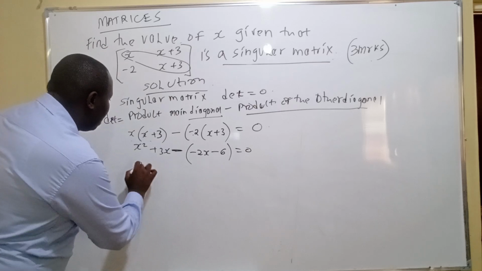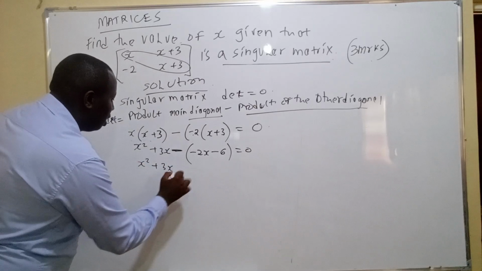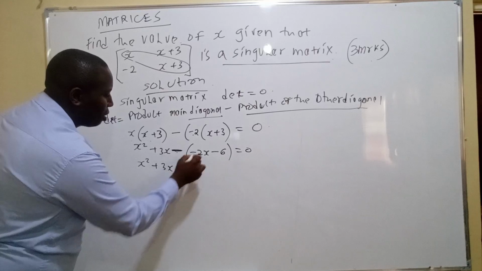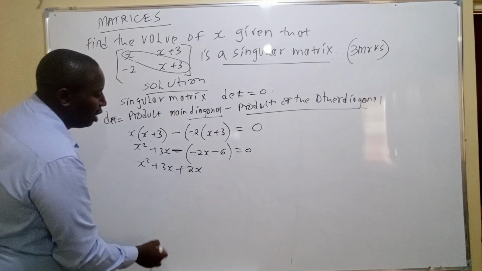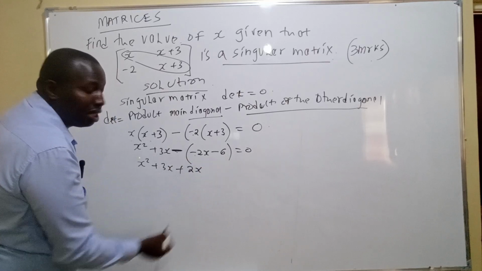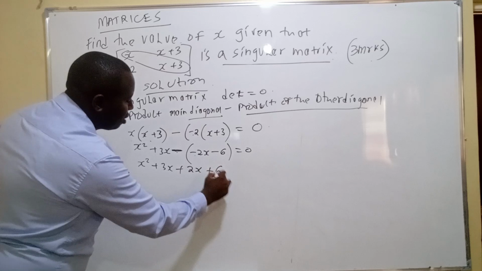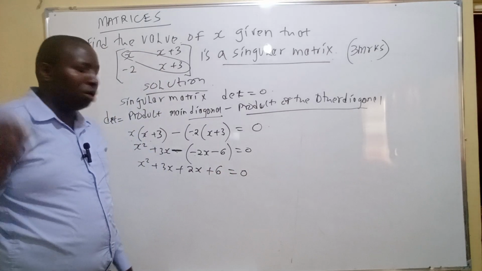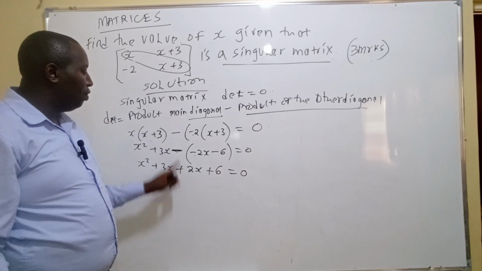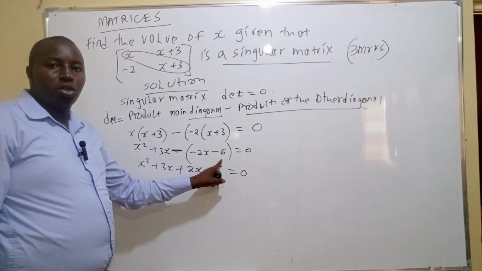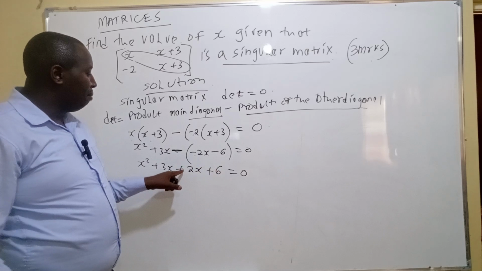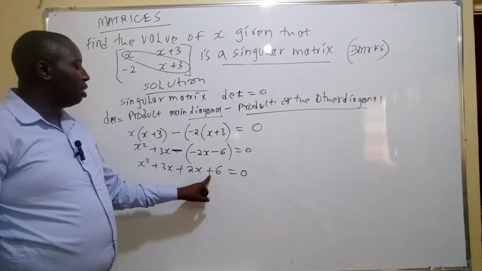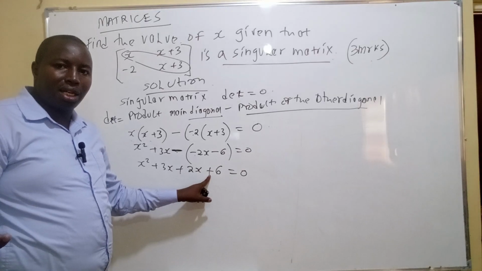So you take x squared plus 3x. This is minus and this is minus, so when you open the bracket, that becomes plus 2x. And this minus with this minus becomes plus 6, equal to 0. You cannot get this question right if you are not able to open this bracket. Most students will put minus 2x and minus 6, and then they don't get it right.